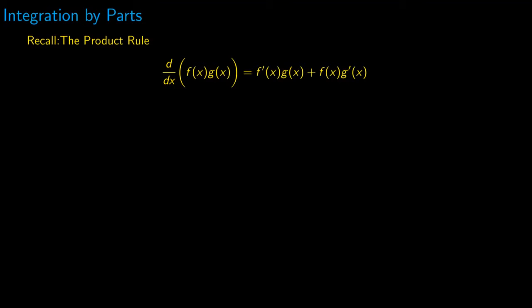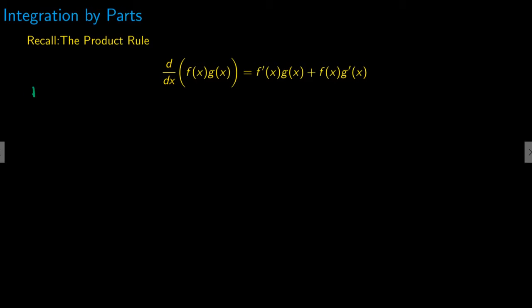So before we talk about integration by parts, we first want to recall the product rule, which says if I want to take the derivative of a product of functions, it's going to look like the derivative of the first function times the second, plus the first function times the derivative of the second.